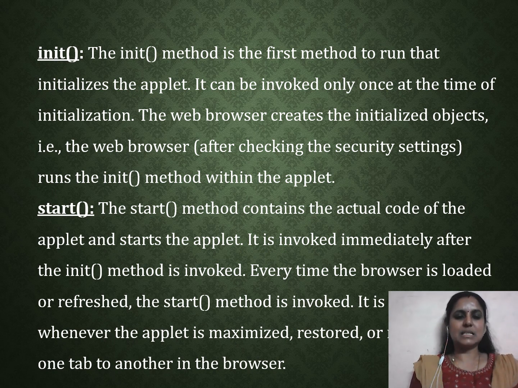The next method is the start() method. The start() method contains the actual code of the applet and starts the applet, and it is invoked immediately after the initialization method is invoked. Every time the browser is loaded or refreshed, the start() method is invoked. It is invoked whenever the applet is maximized, restored or moving from one tab to another in the browser. The syntax of the start method is public void start().